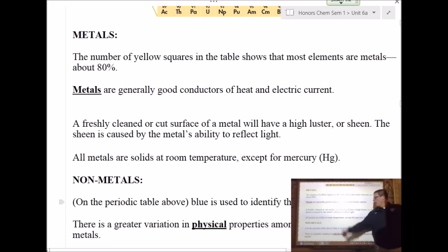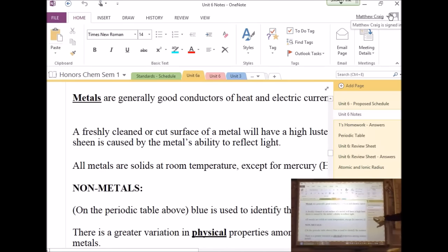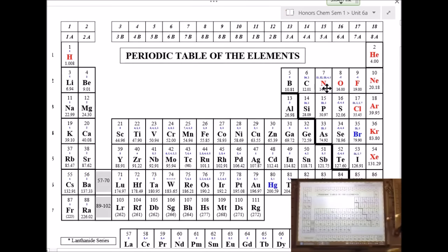Also, if you look at a freshly cut or cleaned metal, it looks really shiny. Generally, the ones that don't look so shiny are oxidized, and you can clean those up pretty easily. Also, all metals, except for mercury, are solid at room temperature. And if you look at the periodic table that I gave you, you'll notice that if the symbol is black, that means it's a solid at room temperature. If it's blue, then it's a liquid at room temperature. And if it's red, then it's a gas at room temperature.